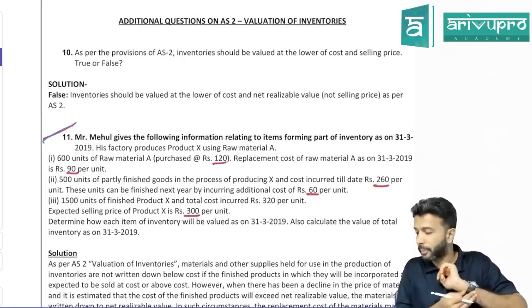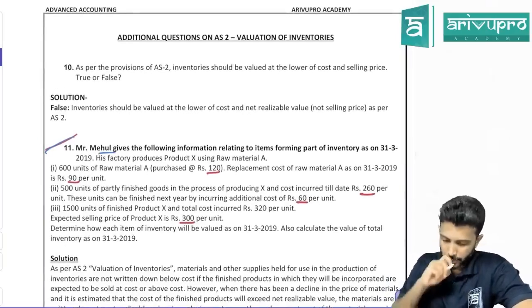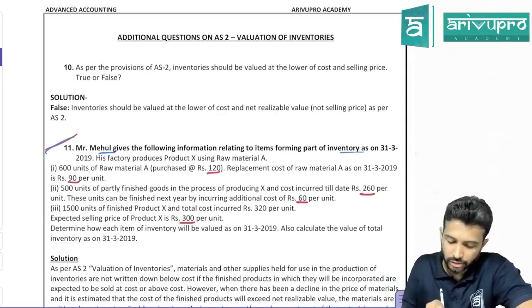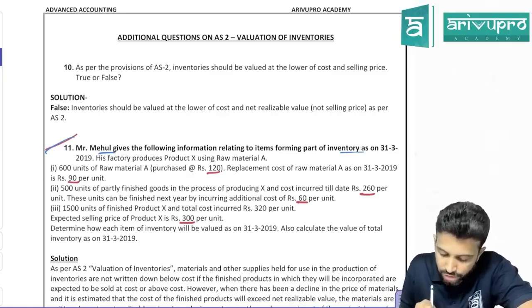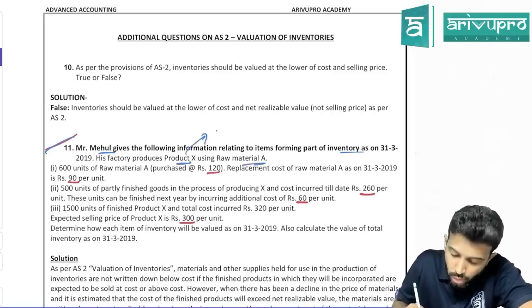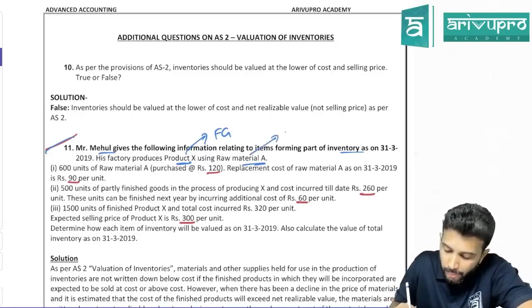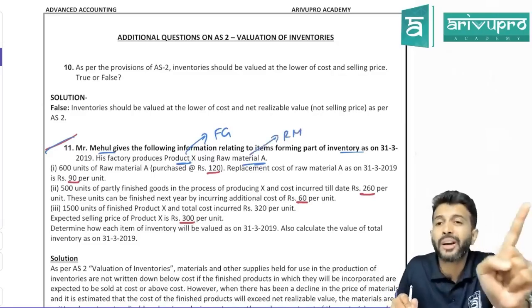So this question is around that particular concept. Mr. Mehul gives the following information relating to items forming part of inventory as on 31st March. His factory produces product X using raw material A. So the finished good's name is product X, but to produce product X, we need a raw material, and that raw material's name is product A.